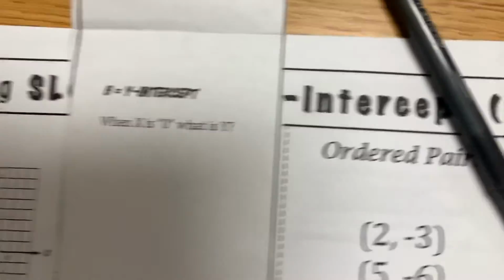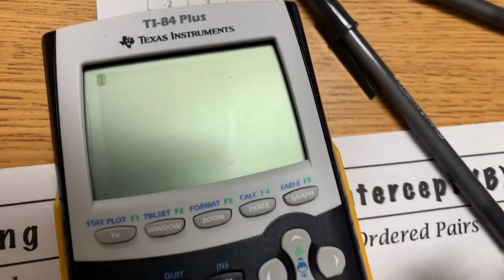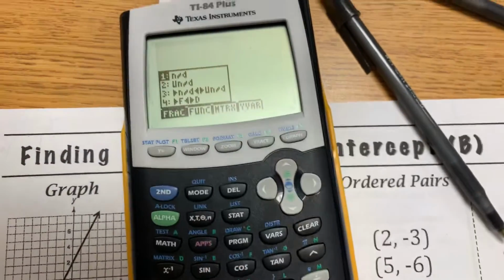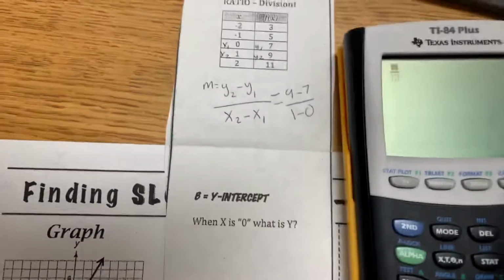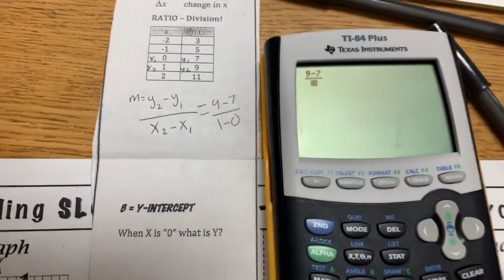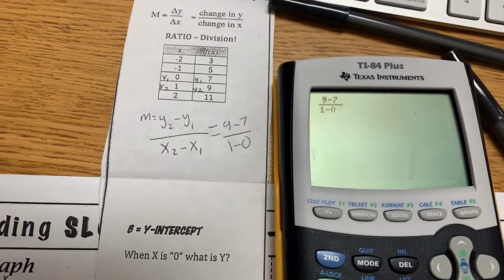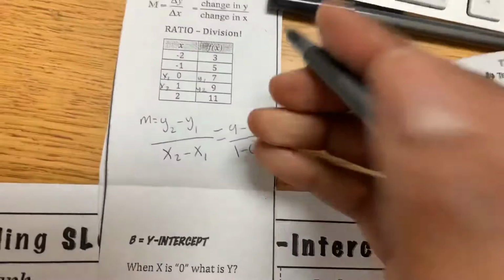Now, we use calculators in 8th grade. So I teach them, instead of doing it by hand, how to use the calculator. So you're going to hit alpha, y equals, option 1, and then you're going to enter the entire fraction. So that's 9 minus 7, arrow down, 1 minus 0. And your slope is 2.